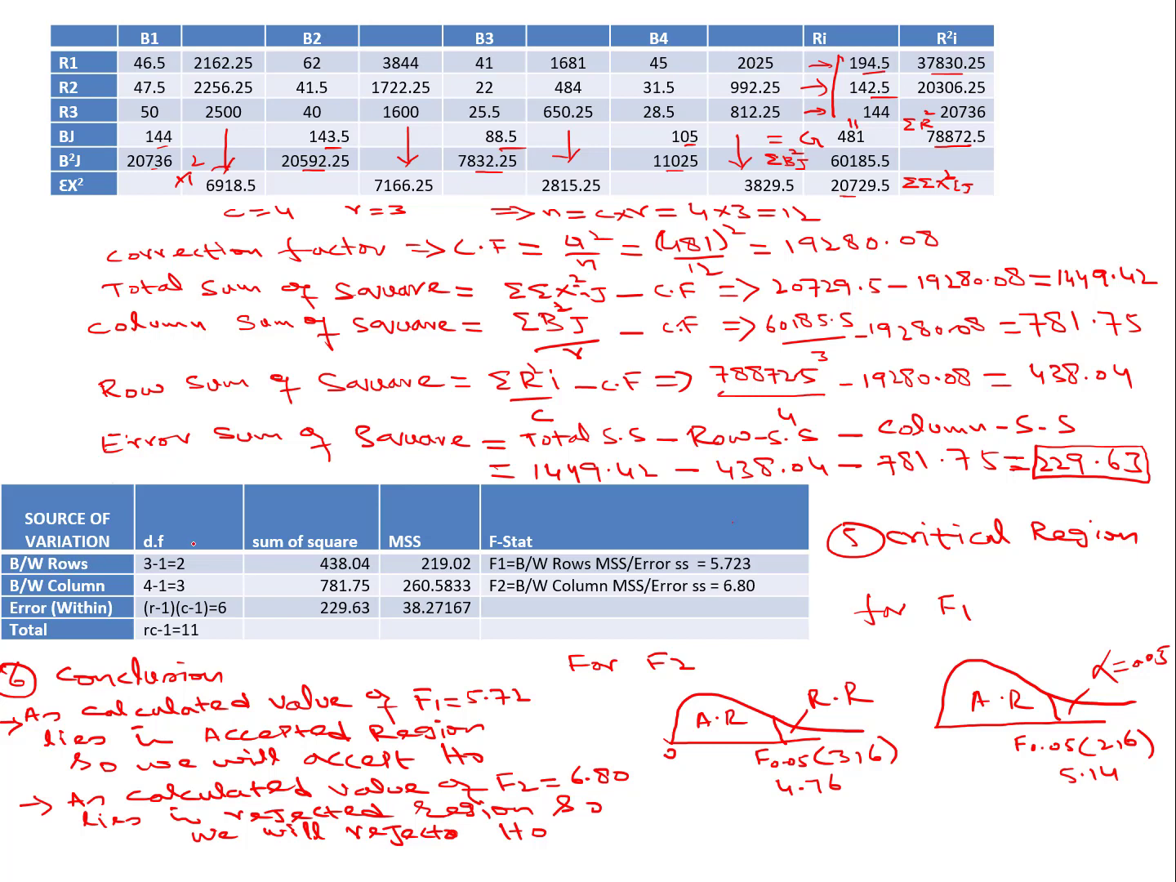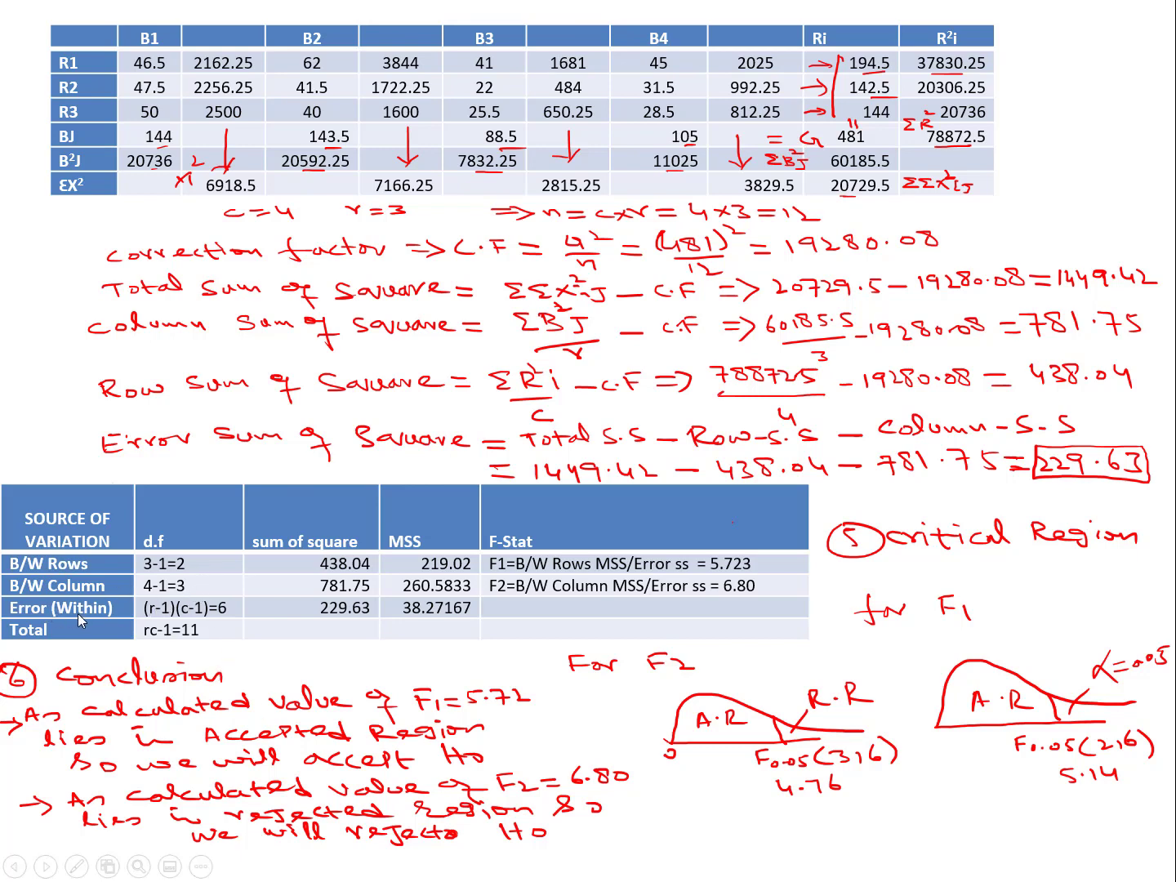So between rows, the degree of freedom for rows will be, how many rows do we have? We have 3, so 3 minus 1. So it will be 2 degrees of freedom. Columns, how many columns do we have? 1, 2, 3, 4. So 4 minus 1 is equal to 3.